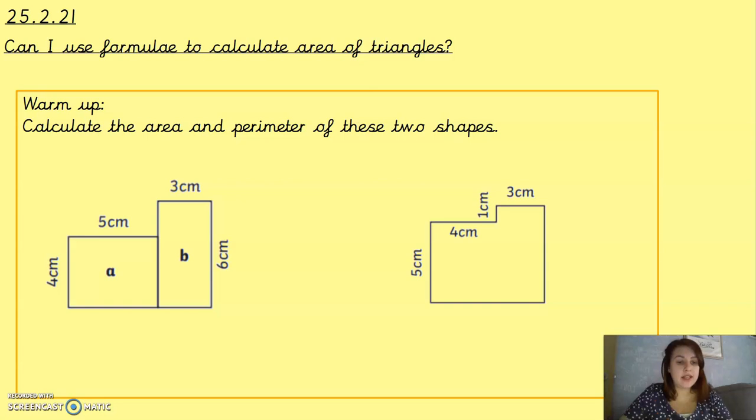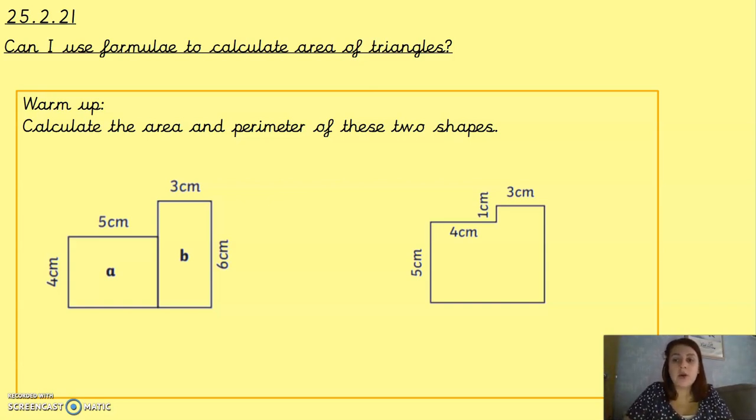So yesterday we did a little recap of our area and perimeter of squares, rectangles, compound shapes. Today we're going to move on to calculating the areas of triangles using a formula. And yesterday we talked about what formula means. So it means like to work out the area of a square or rectangle, you do area equals length times width. So that's what formula is. So we're going to look at how we calculate that using triangles, and it's really easy once you get the hang of it.